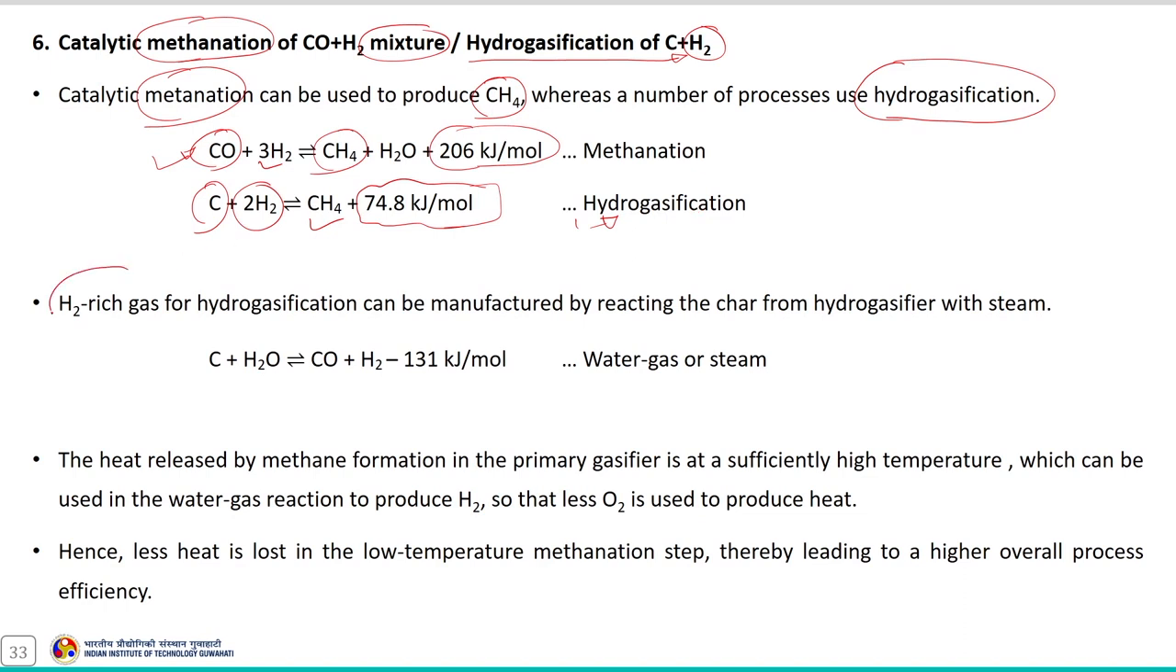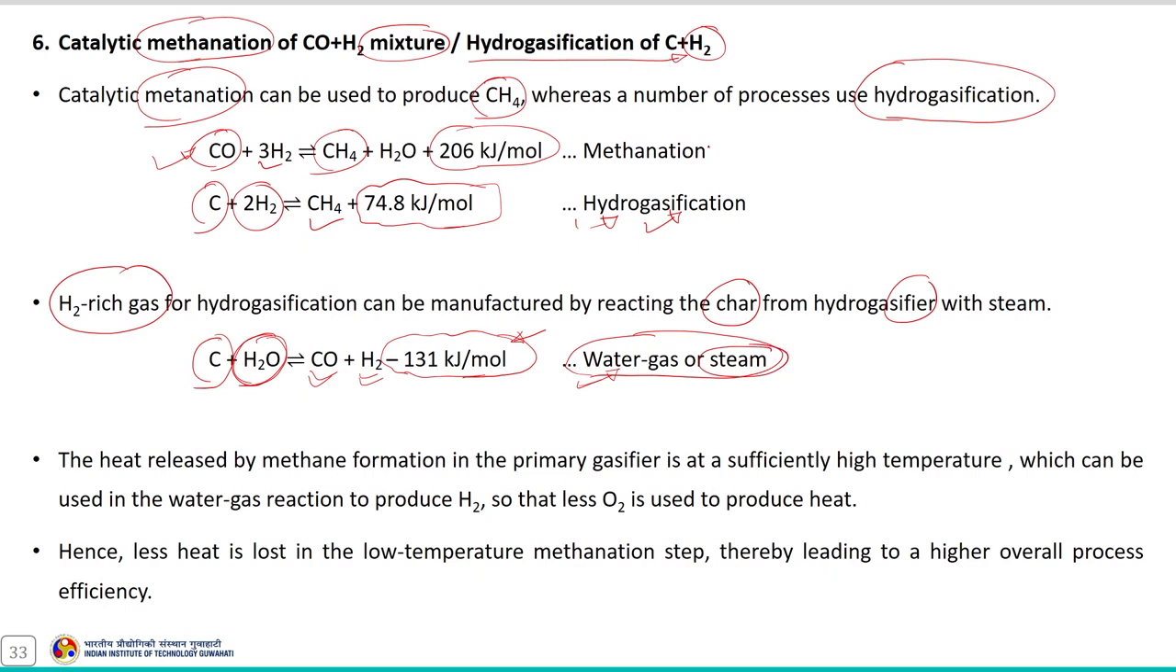And this hydrogen rich gas for the hydrogasification step can be manufactured by reacting the char from the hydrogasifier with steam, in which the char reacts with the steam to form carbon monoxide and hydrogen. However, this step absorbs a significant amount of heat, and as we commonly know, this is a water gas or steam reaction, and during this step a good amount of heat needs to be added to convert this char and steam into carbon monoxide and hydrogen. This is termed the water gas or steam reaction.